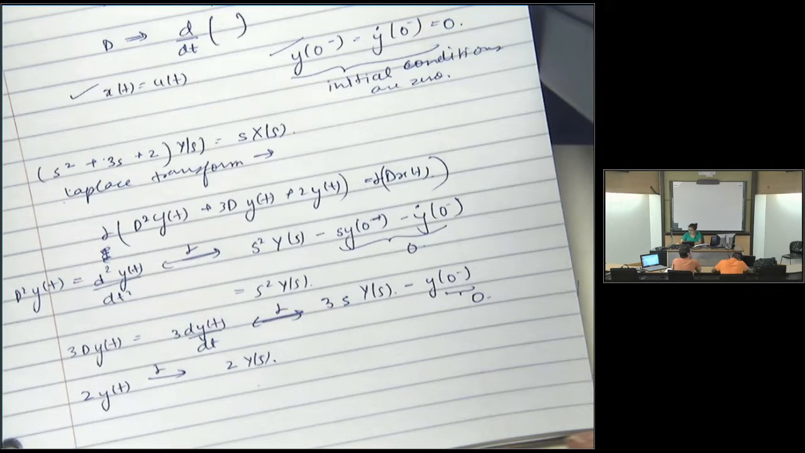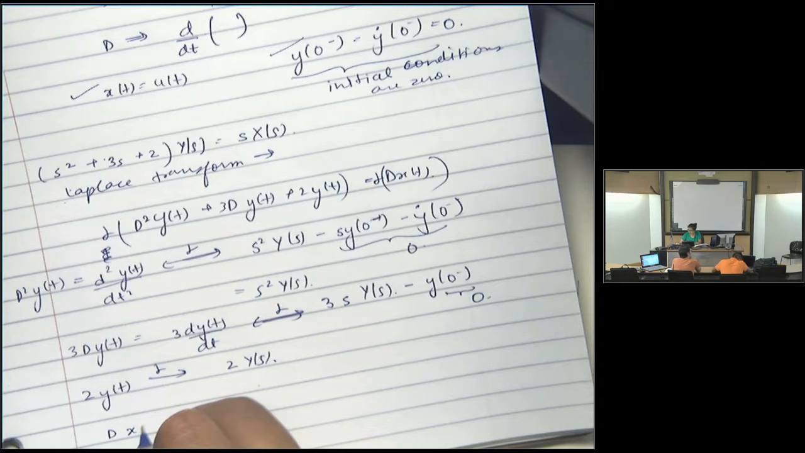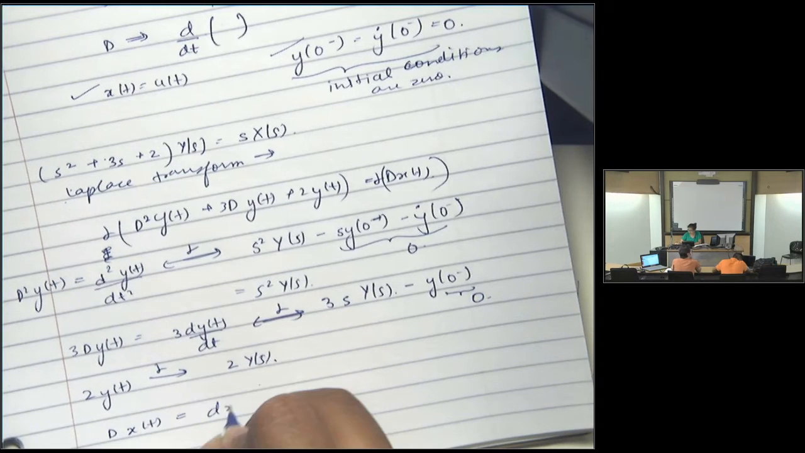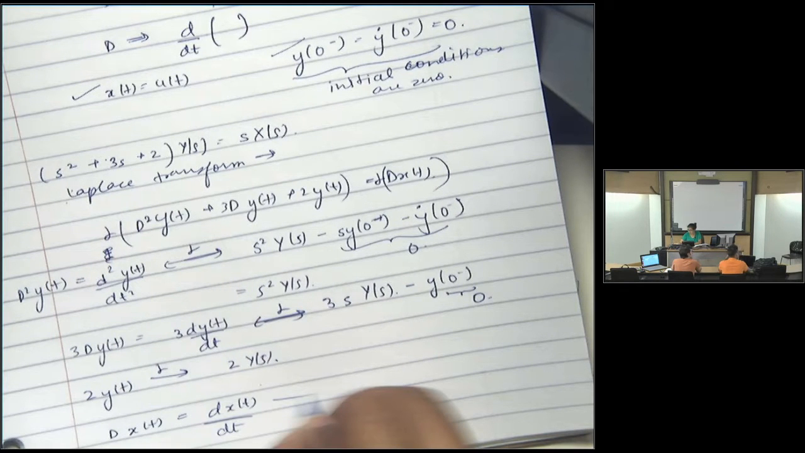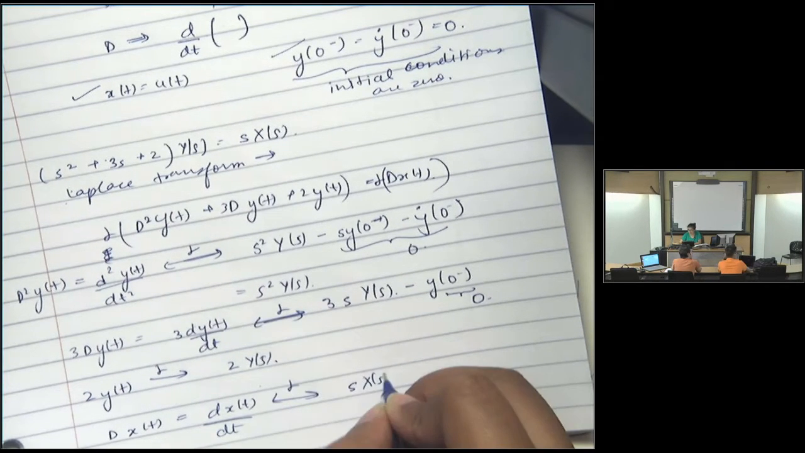Then my D x of t is equivalent to the derivative of x of t with respect to t, which will give me a Laplace transform of s X of s.